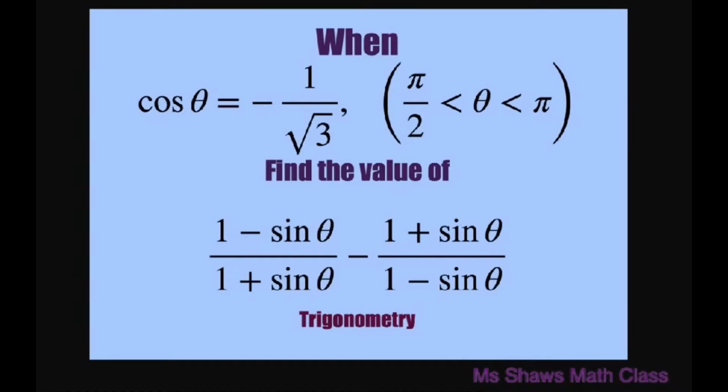Everyone. When we have cosine of theta equals -1 divided by square root of 3, and also that we're in quadrant 2, because our angle's in between pi divided by 2 and pi, we're going to find the value of this given here. All right.